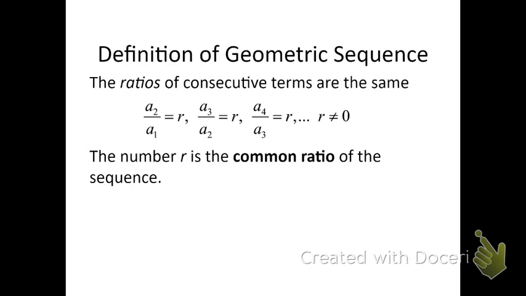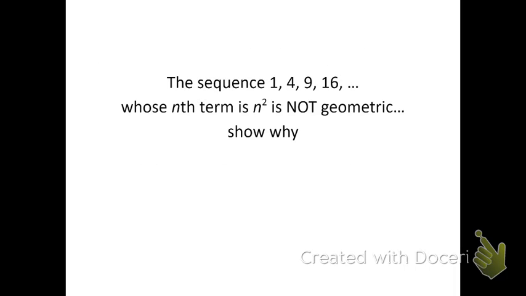So if you take the second term divided by the first term, that value r is going to be your common ratio. That's what we're going to call r. Alright, so the third term divided by the second term also equals r, the fourth term divided by the third term equals r, the 100th term divided by the 99th term equals r. Okay, so you just multiply each term by the same number to get the next term.